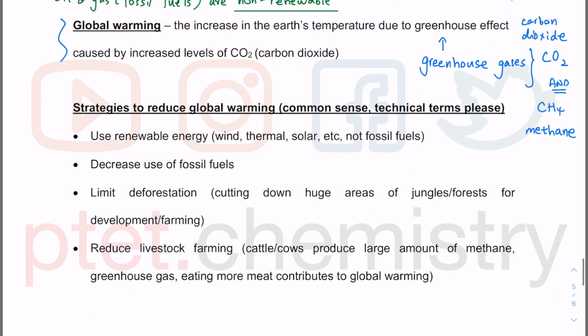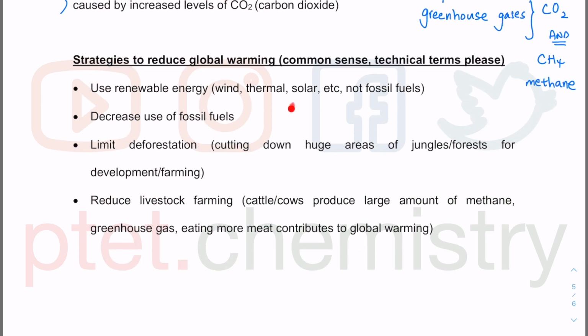Okay. Now, in terms of the strategies, they were just basically what I just mentioned. Renewable energy means they don't get used up. So not like fossil fuels, once you use them up, they are gone forever. But the wind, the thermal, and the solar energy, they are renewable resources. To decrease the use of fossil fuels means to rely on electric cars, to rely on companies like Elon Musk's Tesla company. Those cars don't run on the traditional fossil fuels, they run on electricity. They are called electric vehicles.